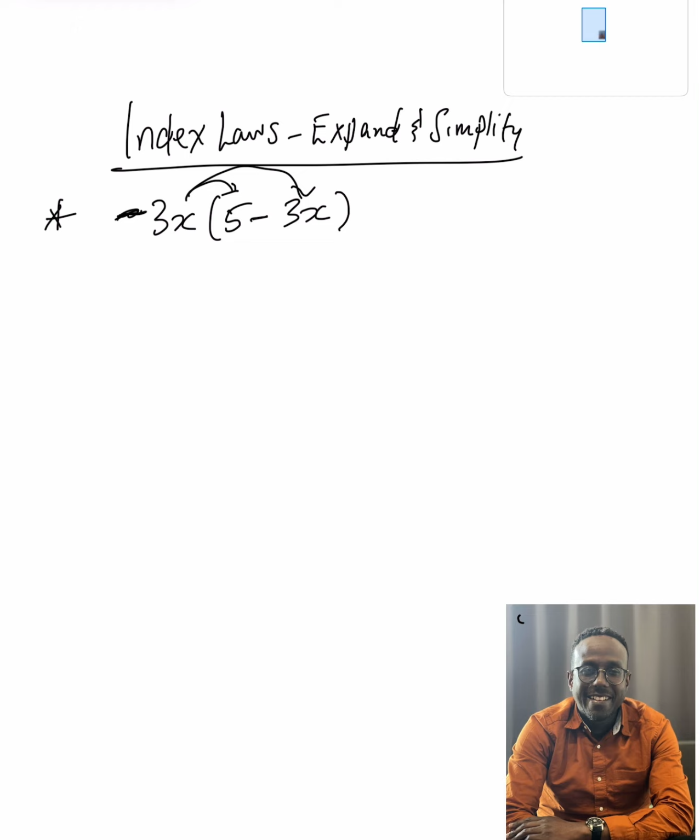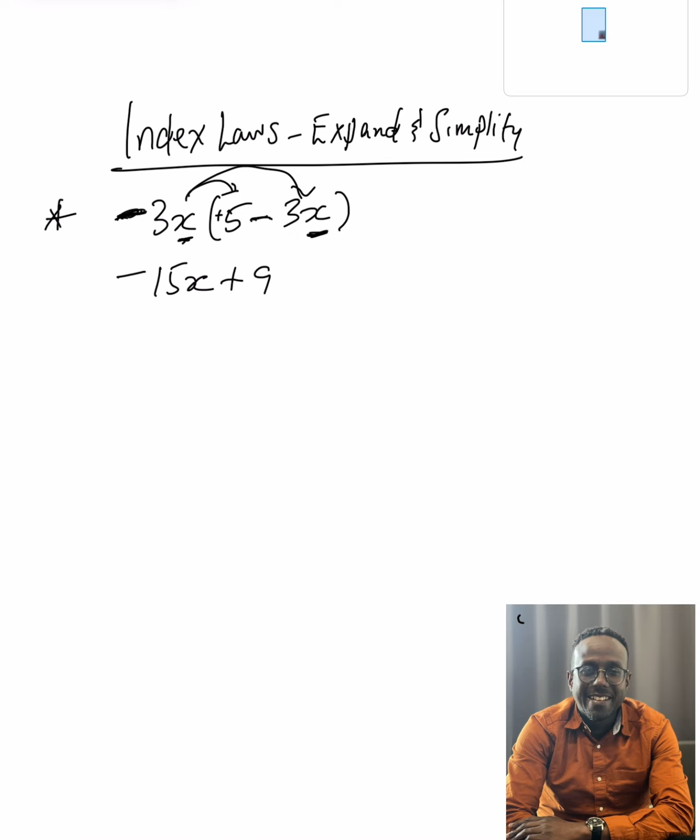So I will multiply negative 3x by 5, which gives us negative 15x, because a negative times a positive gives a negative. Then negative 3x times negative 3x. There are two negatives there. When we multiply, it gives us a 9, because 3 times 3 is 9. And then we have x times x. Now x times x is x squared.